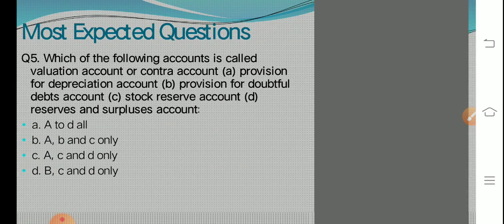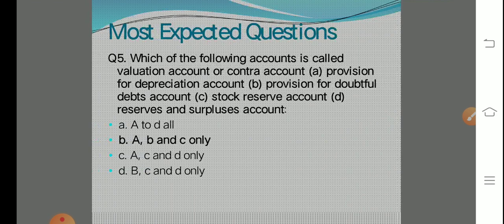And correct answer is B, A, B and C only. ए, बी और सी जो हैं, ये जो इनकी एंट्रीज हैं, like प्रोविजन फॉर डेप्रिसिएशन अकाउंट, प्रोविजन फॉर डाउटफुल डेट अकाउंट एंड स्टॉक रिजर्व अकाउंट, इन सबको हम वैल्यूएशन अकाउंट या कॉन्ट्रा अकाउंट कहते हैं.